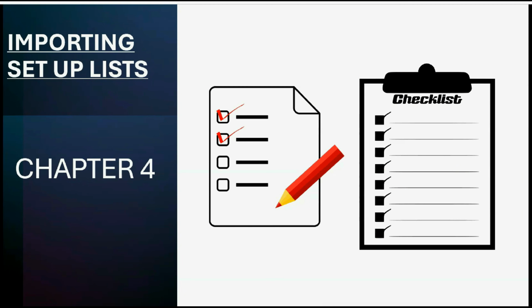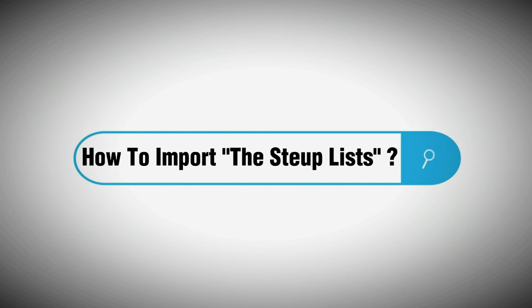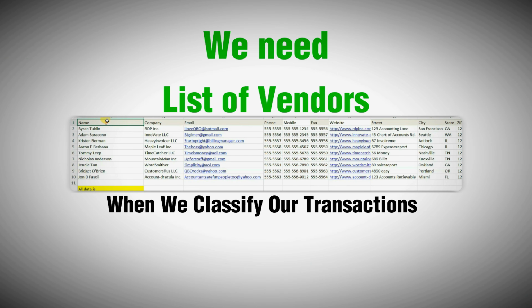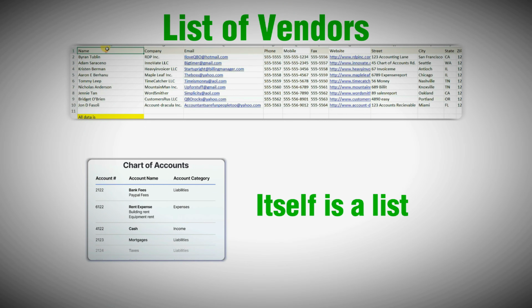Chapter 4. Importing the Setup Lists. So the first skill we will learn is how to import the setup lists. This means we need a list of vendors to choose when we classify our transactions, and the chart of accounts itself is also a list.